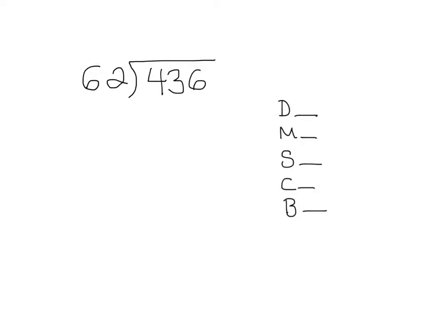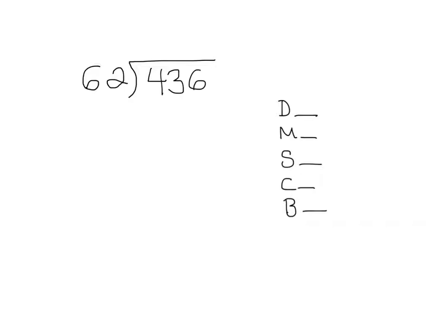Let's look at dividing by a two-digit number. So here's my problem, 436 divided by 62. That's how you say this, 436 divided by 62. And when I divide and use long division, I like to use DMSCB, like I have on the right side here. Sometimes I say, does McDonald's serve cheeseburgers? If I use those steps, it really helps me to keep track so I don't make any mistakes.